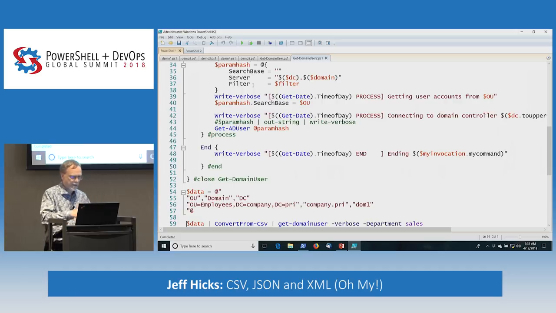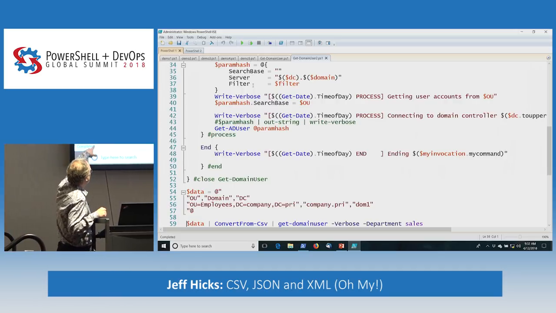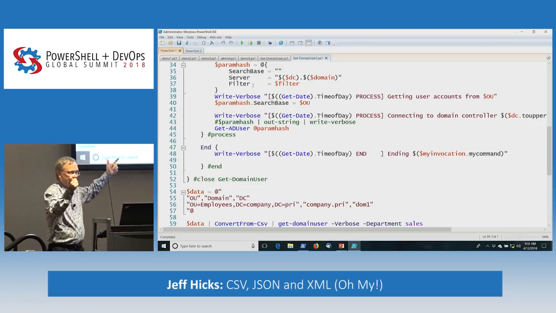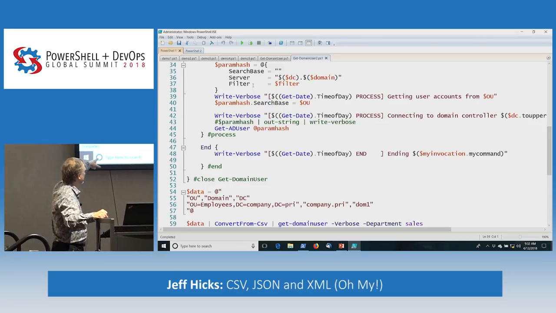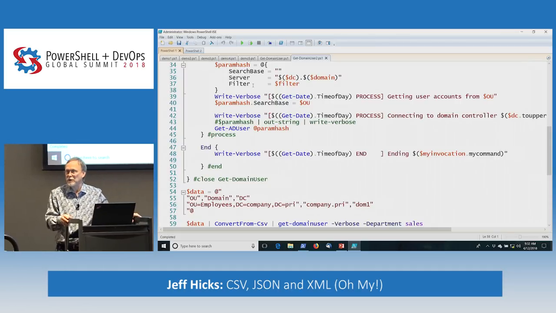Because then, and I'm not going to run this because I'm not set up in my domain, I can take some CSV data. It could be in a file, or you can create it on the fly. I just have a here string that creates a CSV structure and pipes it to ConvertFrom-CSV, and then I send that to Get-DomainUser, my function, and the pipeline binding puts all those things together.